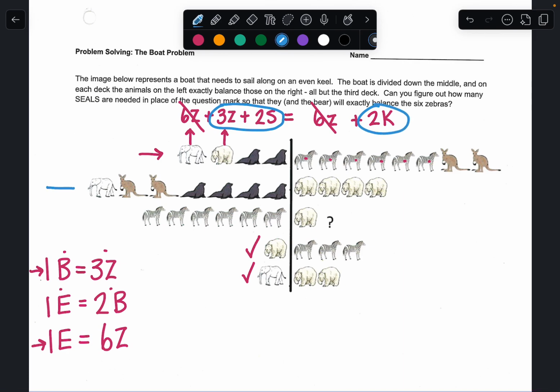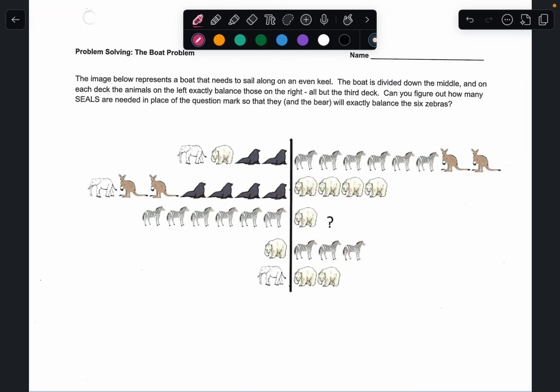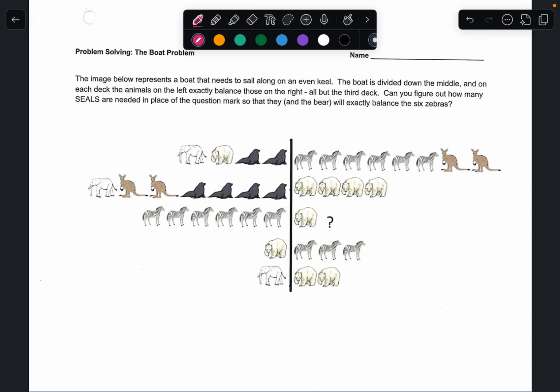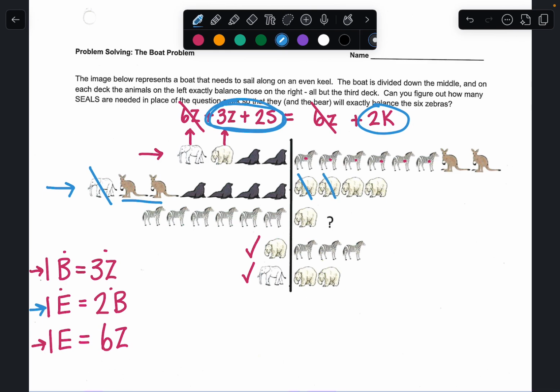So let's go ahead and look at this long one here. We just found out that 2 kangaroos are the same as 3 zebras and 2 seals. Let's see if we can cancel anything out of this row first. We have an elephant and bear conversion right here. One elephant is the same as 2 bears. So to make this easier, let's cross out an elephant and cross out 2 bears. Then let's simplify this equation. We'll write it out, again in another color.